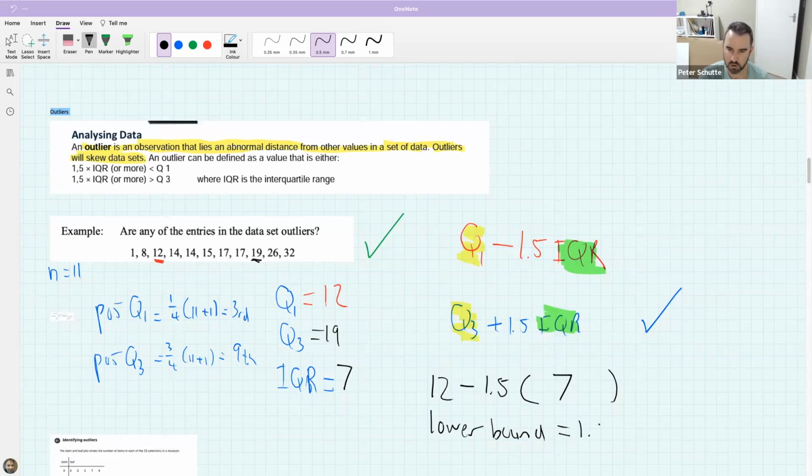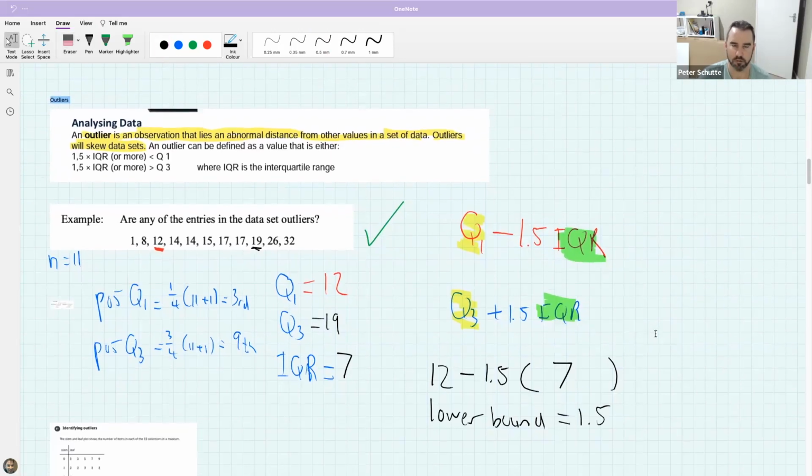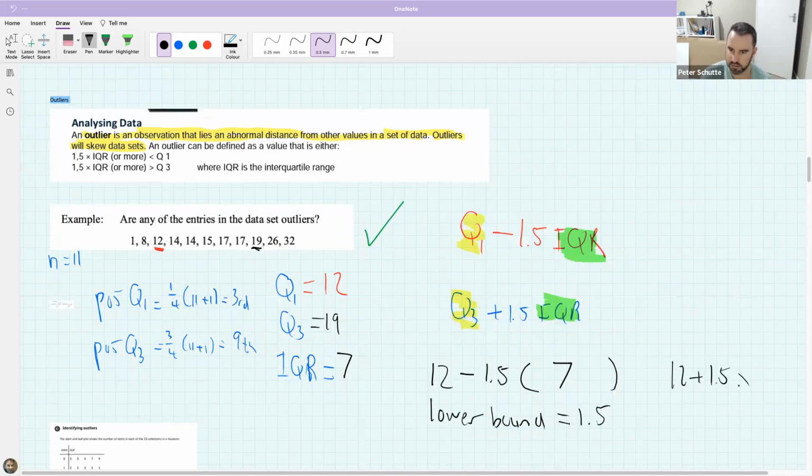So I'm being told that the lower bound is 1.5. Now, what about the upper bound? The upper bound is going to be 12 plus 1.5 times 7. And I am hoping that you guys can help me with your calculators and tell me what is the upper bound. Okay, so it's going to be 22.5. All right, so now the question is, are there items that are below 1.5 and above 22.5? If there are, they're outliers. So are there any outliers in my data set?